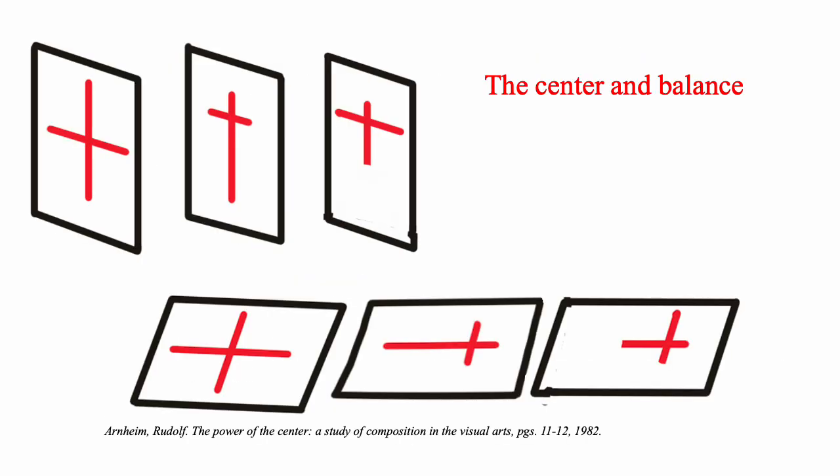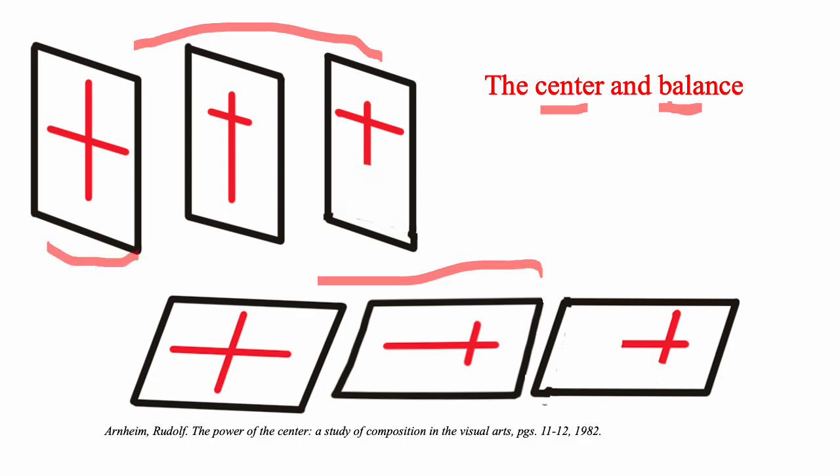So in this case, I'm going to compare crosses, where their centers are and how that affects the balance. And I put 3 crosses on vertical planes and on horizontal planes, the same crosses. So on vertical planes, this one looks less balanced than this one.